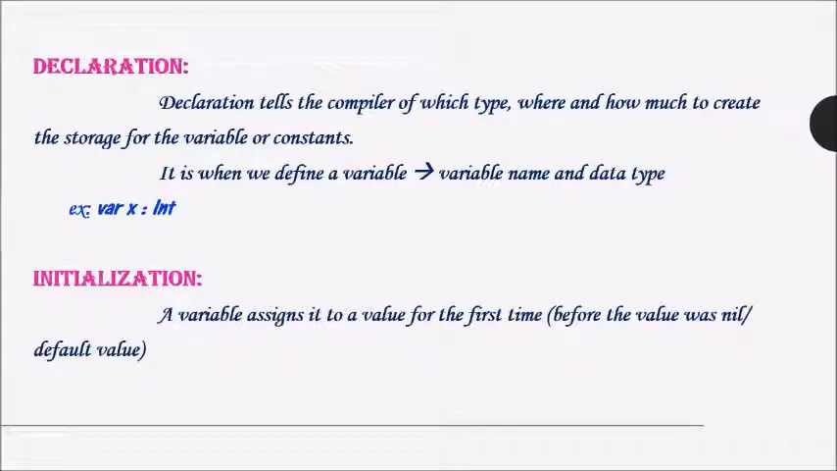Initialization means the variable is assigned a value for the first time. Before that, the value was nil or a default value. For example, after we declare a variable or constant, we have the name and data type available. Now we can initialize it. For example, variable x is an integer type, so we are going to assign the value 68 to x.